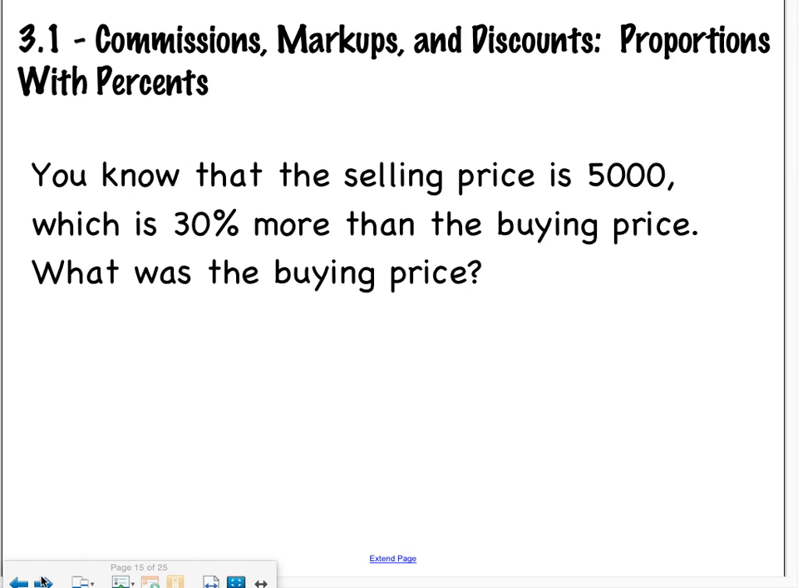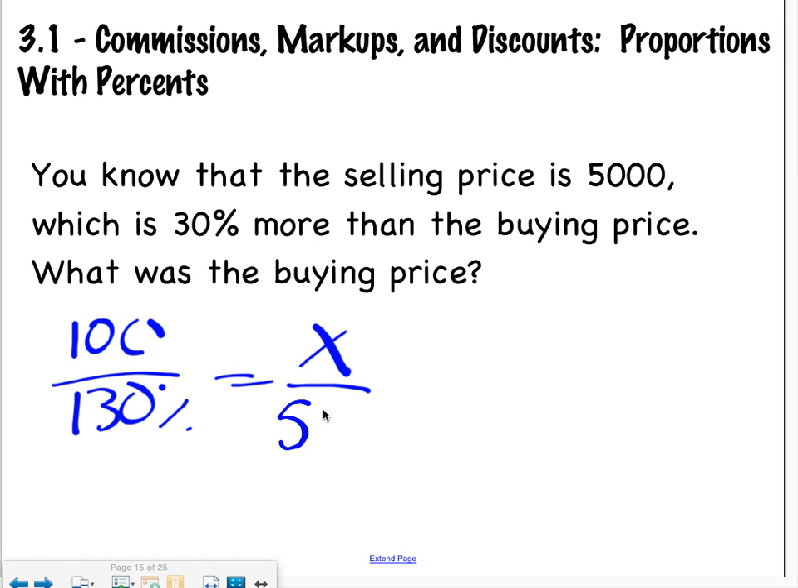All right, so we can do problems with proportions and percents. So if you know that the selling price is $5,000, which is 30% more than the buying price, what is the buying price? Well, 100 over 130% equals X over 5,000. And this is in dollars.